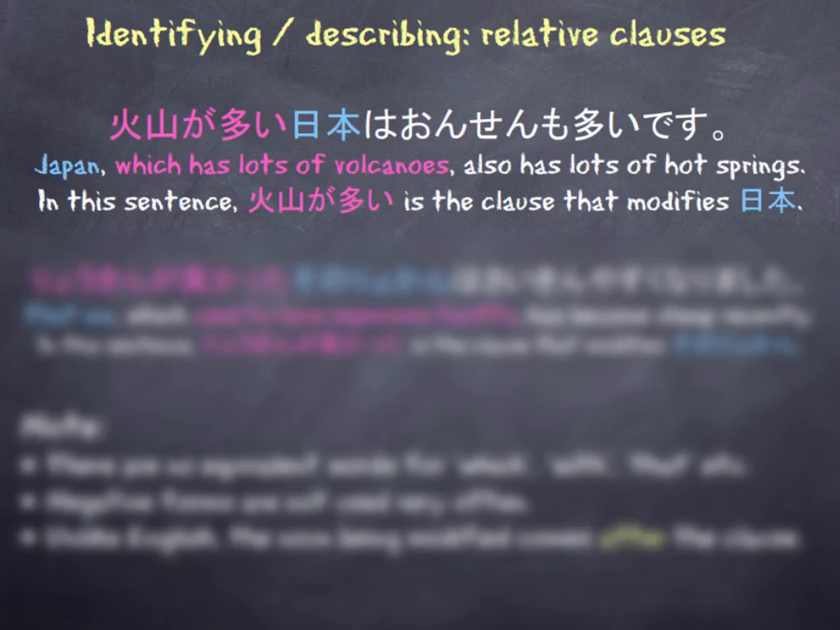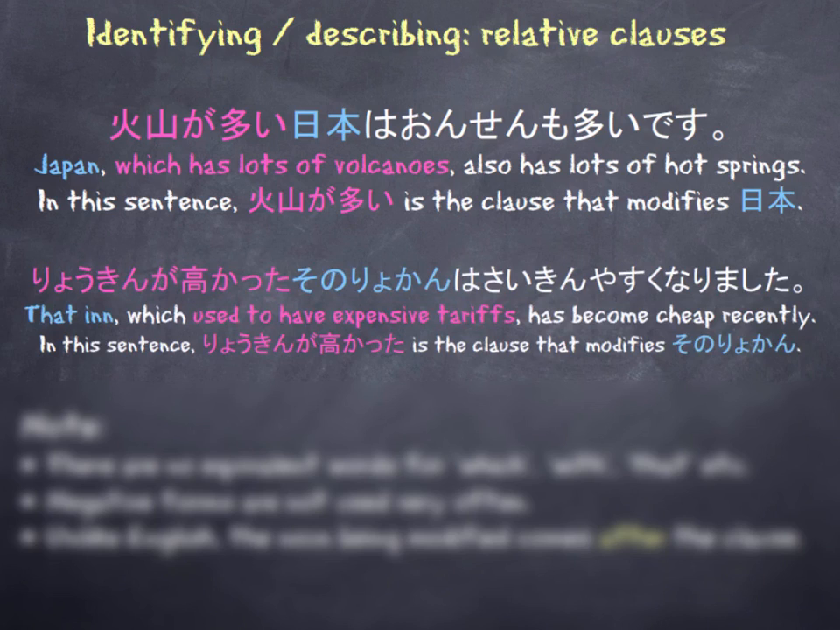In our second example, Japan, which has lots of volcanoes, also has lots of hot springs. Kaizan ga oi Nihon wa onsen mo oi desu. So in this sentence, kaizan ga oi is the clause that modifies Nihon. Nihon is our noun. So we could take out which has lots of volcanoes and simply be left with Japan also has lots of hot springs. But we want to be more descriptive with our sentence by inserting this clause in. So we simply attach it before the noun, kaizan ga oi Nihon, and then follow on with the rest of our sentence.